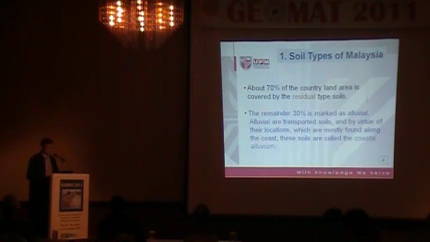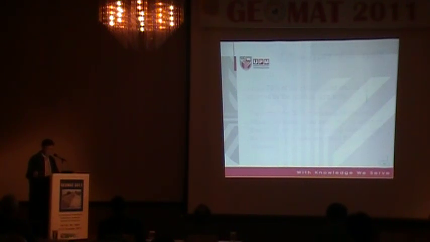For example, 70% of our country is covered by a soil type which we call residual soil. Of course, one thing peculiar about this residual soil type, the water table will normally be very deep down or very low. And as such, unsaturated soil mechanics would be the useful thing. But of course, that has been covered extensively by my colleague. And the remainder 50% of the soils is what we call alluvial soils. So basically alluvial soils are transported soils, and by virtue of those locations, they are mostly found along the coast, and these soils are often called coastal alluvium.